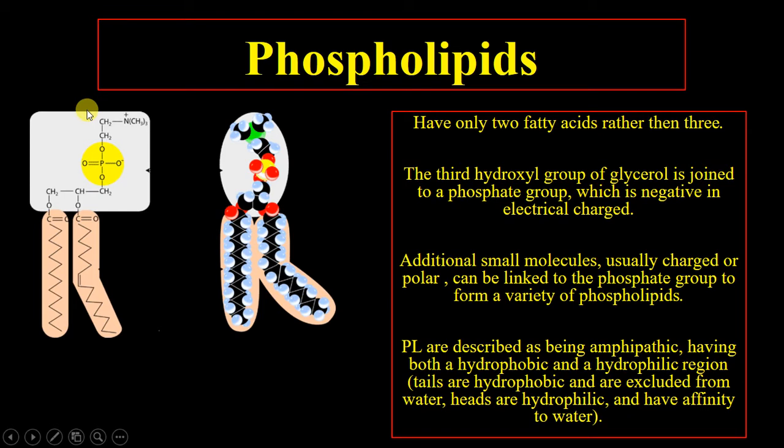For example, molecules such as choline or ethanolamine, and in this case the phospholipids will be called phosphatidylcholine or phosphatidylethanolamine. Phospholipids are described as being amphipathic, having both a hydrophobic and a hydrophilic region. Their tails, which consist of hydrocarbons, are hydrophobic and are excluded from water. Their heads, however, which consist of the phosphate group and its attachments, are hydrophilic and have affinity to water.